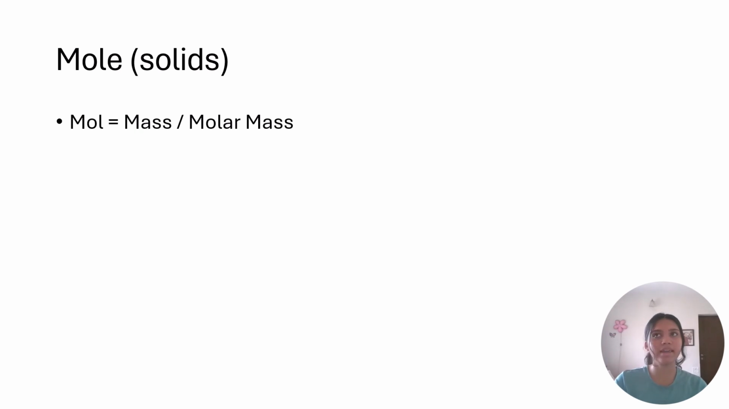So now we'll talk about calculating moles and how to find out how many moles there are in a given mass. So the formula for that in solids is 1 mole is equal to the mass present over molar mass. So for example, if I have 5 grams of iron present, and I want to find out how many moles there are, the formula would be mole is equal to 5 grams over molar mass, which is 56, as we saw earlier. So it's 5 by 56, which is around 0.089 moles. Okay, that is how many moles there are.